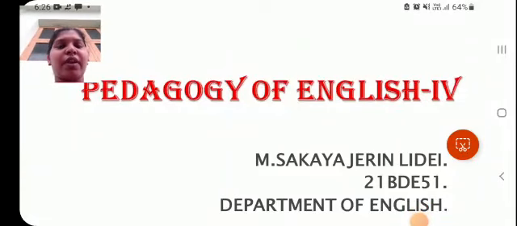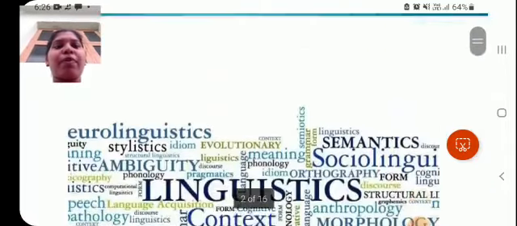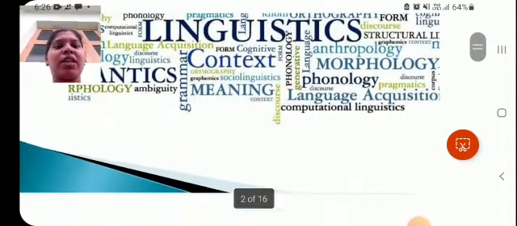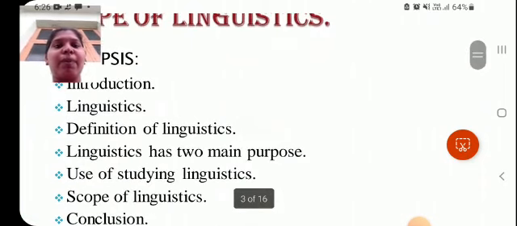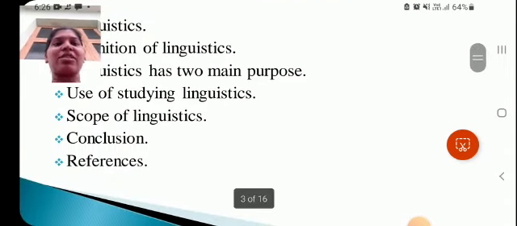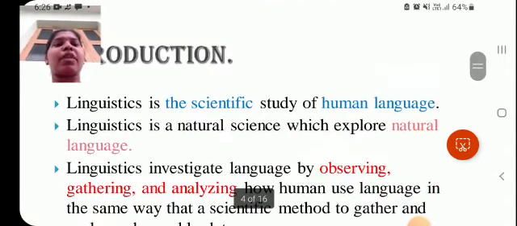Good evening, everyone. My topic on pedagogy of English is scope of linguistics. Let's see what the scope in linguistics is. Introduction, definition of linguistics. Linguistics has two main purposes: uses of studying linguistics, scope of linguistics, conclusion.